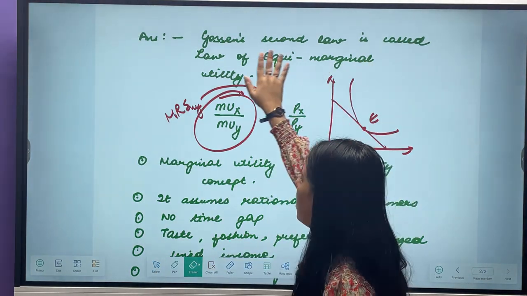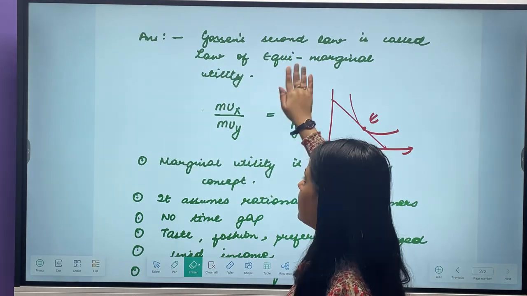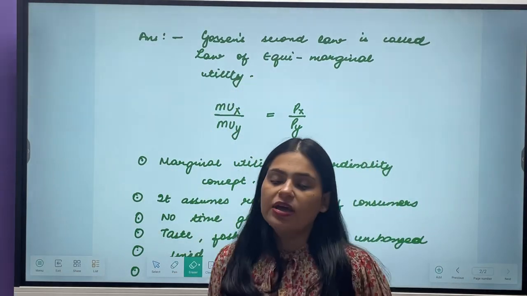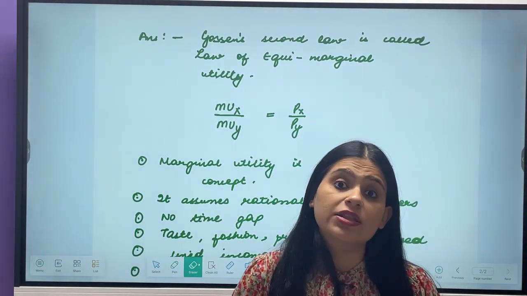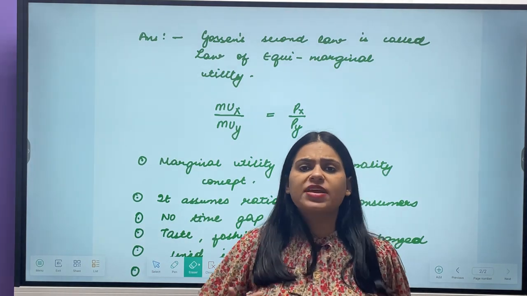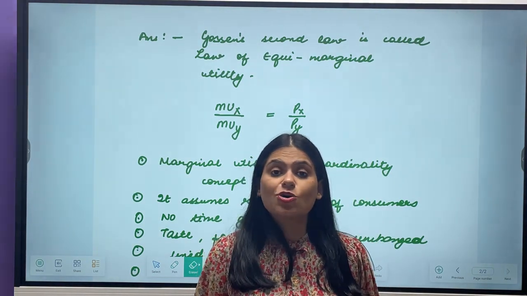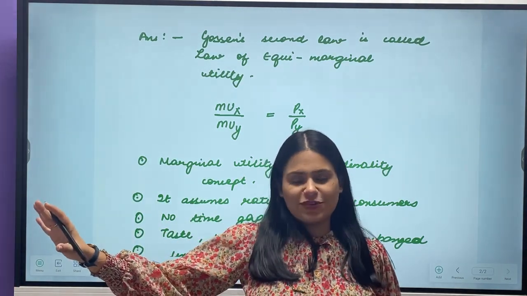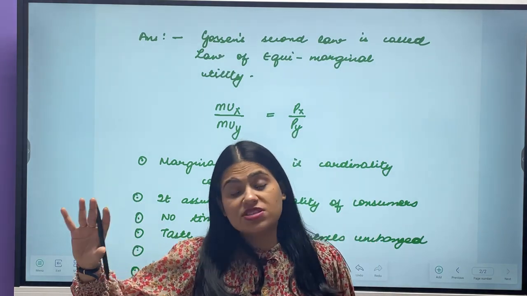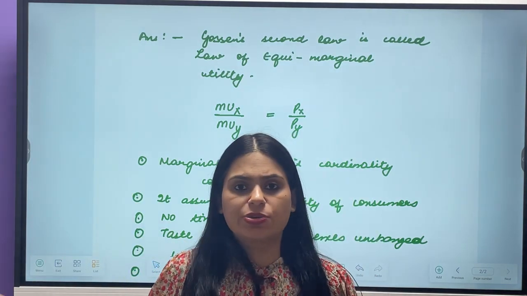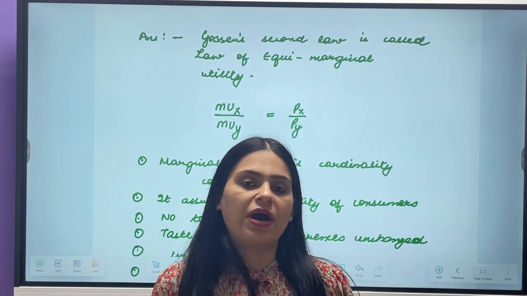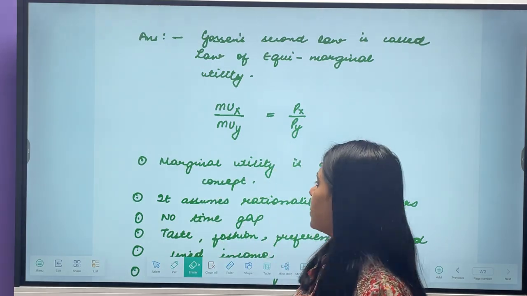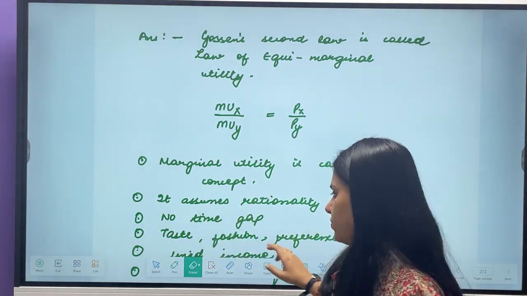If I talk about the assumptions here, what are the different assumptions that we have? The first thing which is important here is that marginal utility is a cardinal concept. Marginal utility को हम कैसे measure करते हैं? We measure it in terms of numbers, right? So ordinality indifference curve का concept हो गया. But जब तक Gossen was talking about marginal utility or Marshall was talking about marginal utility, they were talking in terms of numbers, right? So we have to understand that marginal utility is a cardinal concept.